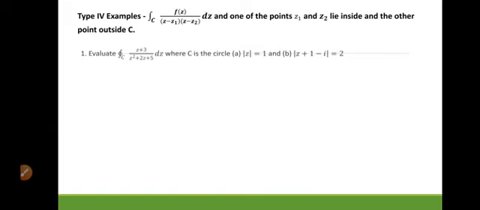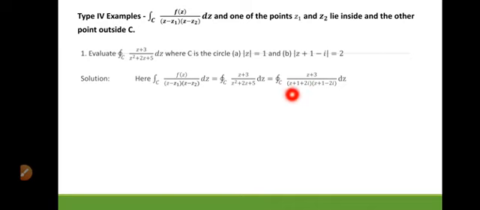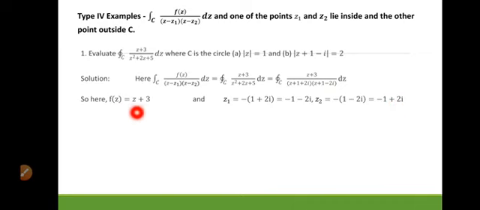Here the integrand is z plus 3 upon z square plus 2z plus 5. The denominator is a quadratic term. We have to factorize it first so that we can identify the points z1 and z2. So factorizing we get the factors as z plus 1 plus 2i and z plus 1 minus 2i. From this we get z1 as minus 1 minus 2i and z2 as minus 1 plus 2i. This is your f of z, simple function z plus 3.